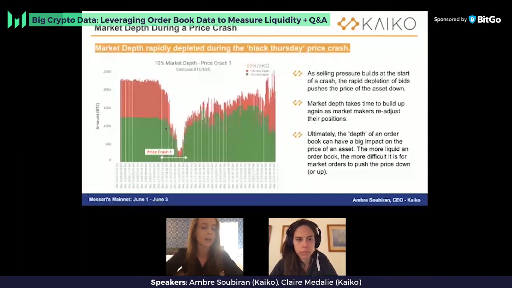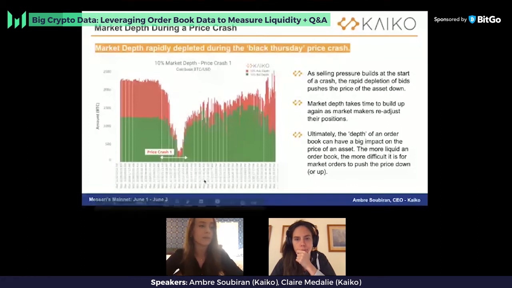Ultimately, market makers were very much caught off guard during this price crash, in particular because it was unique. It was caused mostly by a lot of BitMEX liquidations on top of a real exogenous event, which was the coronavirus. However, the liquidations really pushed the decimation of order book depth to extreme levels. And again, you'll see here, it took time for market depth to build up again, and it was still pretty volatile because there was actually a second price crash that happened later in the day.